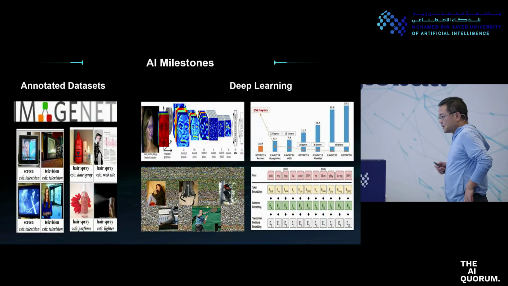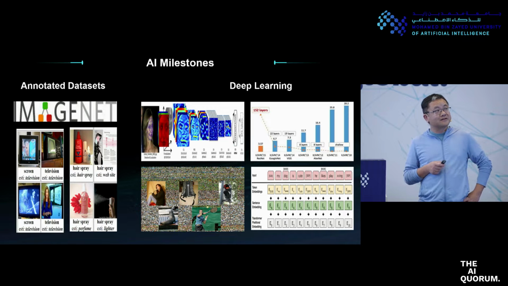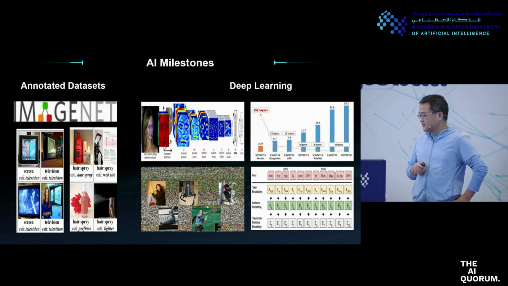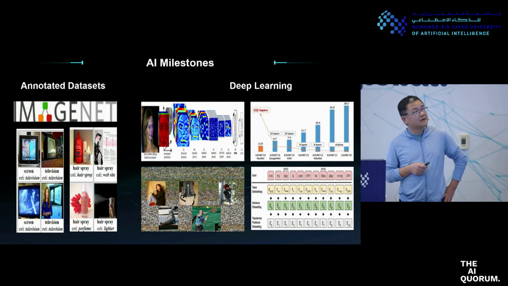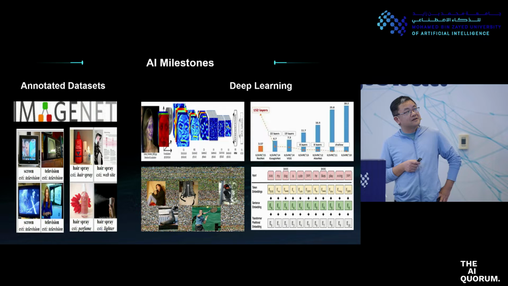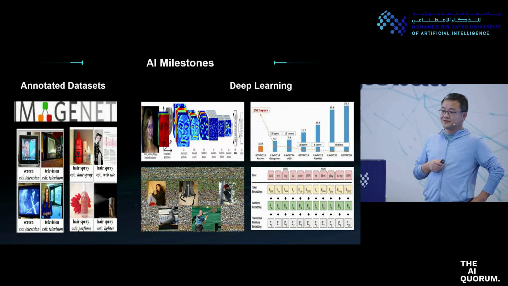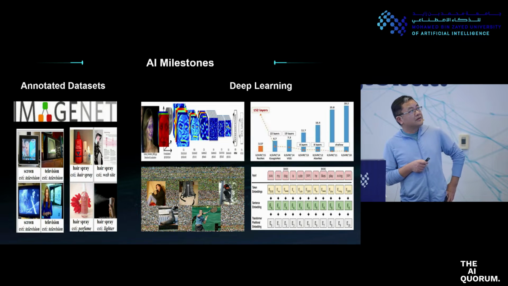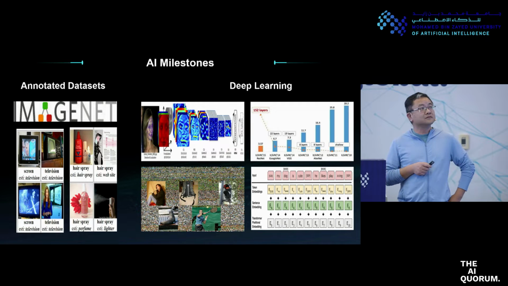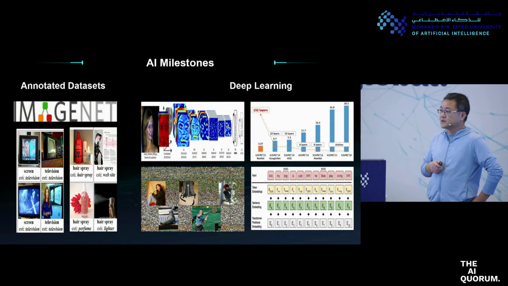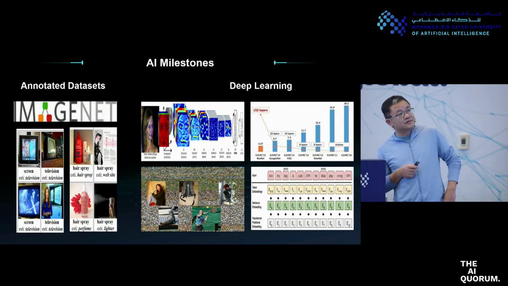I just mentioned 4 major AI milestones in the last decade. The first one is ImageNet. ImageNet is a large-scale database consisting of about 14 million annotated images. This database has been widely used in machine learning and computer vision for training and testing machine learning algorithms. The second milestone is deep learning.